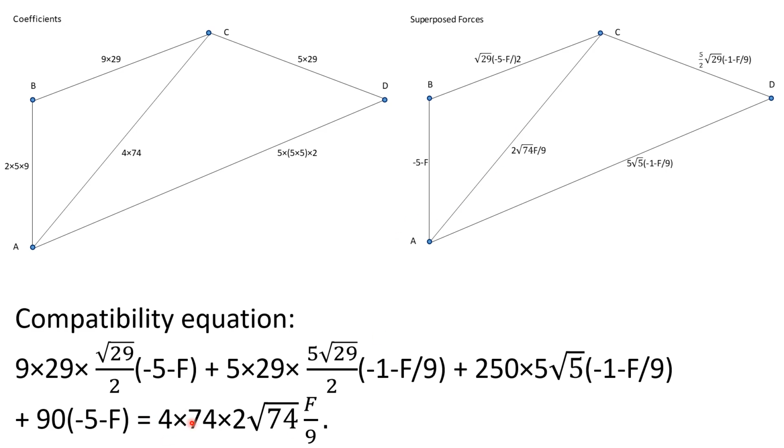On the right hand side you have the product here, 4 by 74 times this Stroop force times this superposed force. So this is our compatibility equation. I've done it in an algebraic way here. So it's a matter of solving this equation. There's just one unknown here, and we will proceed algebraically to solve this.